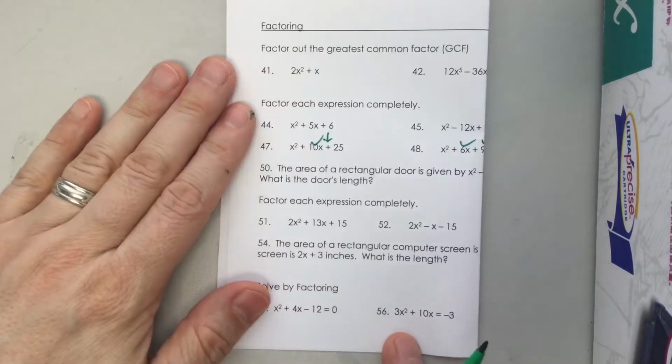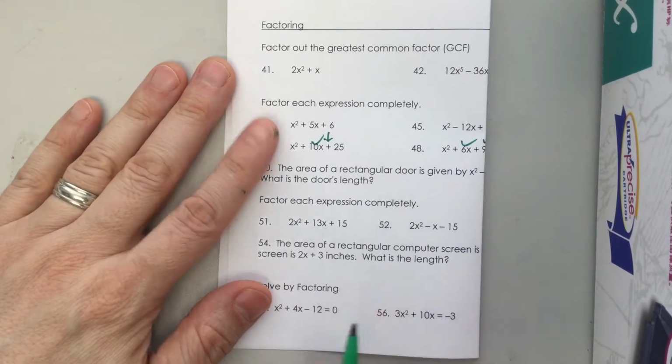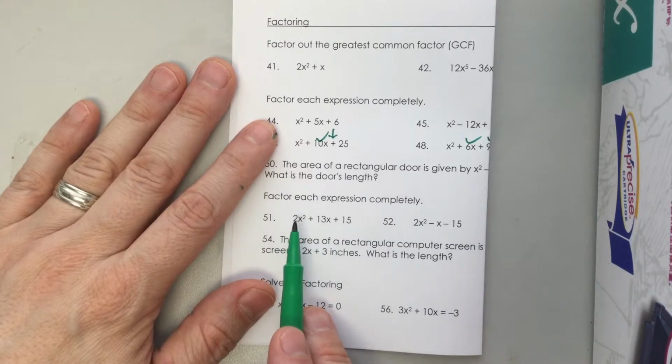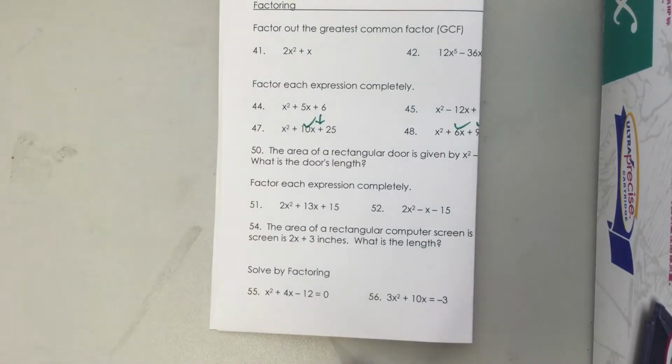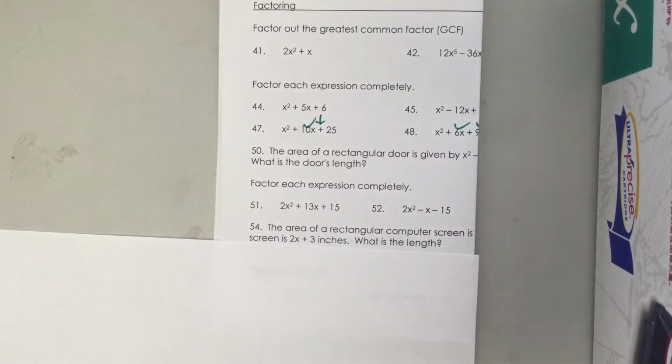51 and 52 and 53 say factor each expression completely. So it's more of the same, but now we have another term in front. These are a little more challenging, okay? We have a few more moving parts here. So we've got to keep that in mind as we factor these guys. So we'll go through a couple of these.